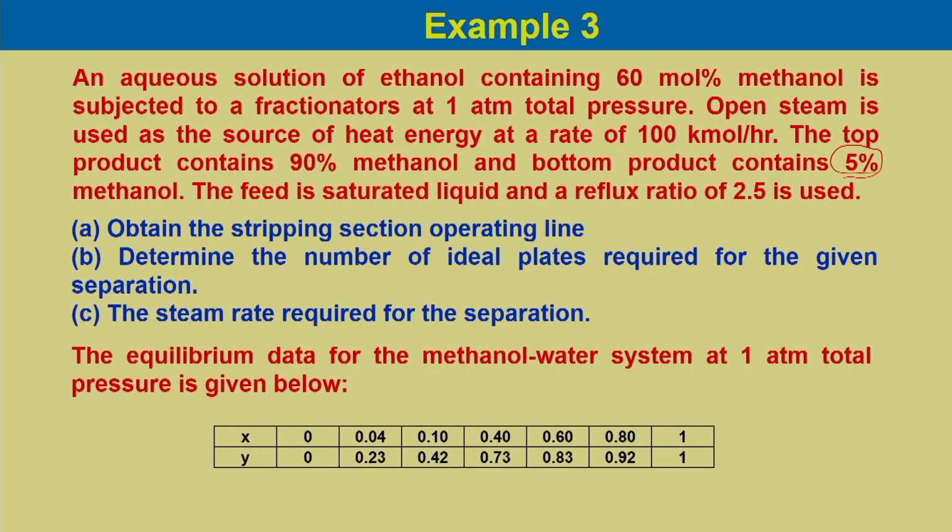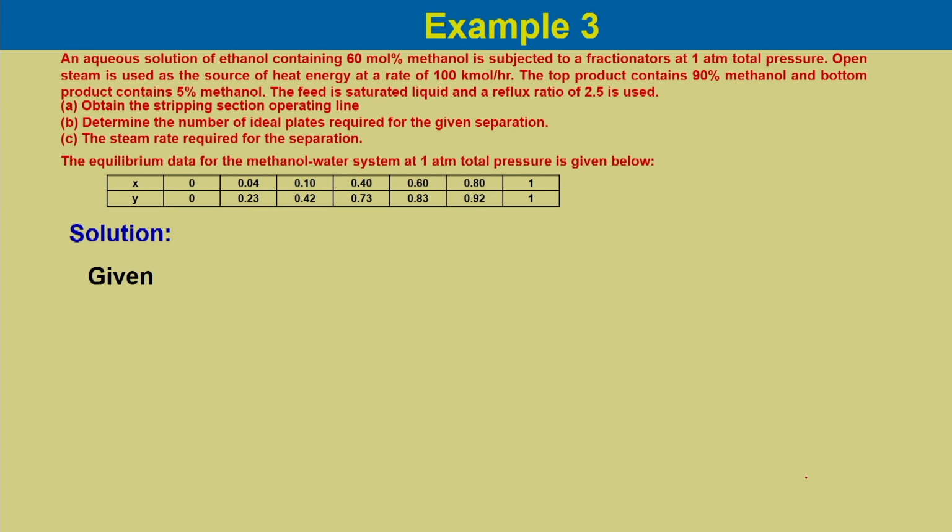Now, we have to obtain the stripping section operating line, determine the number of ideal plates required for the given separation, and calculate the steam rate required for the separation. The equilibrium data for the methanol-water system at 1 atmosphere pressure is given. So, this is the equilibrium data.